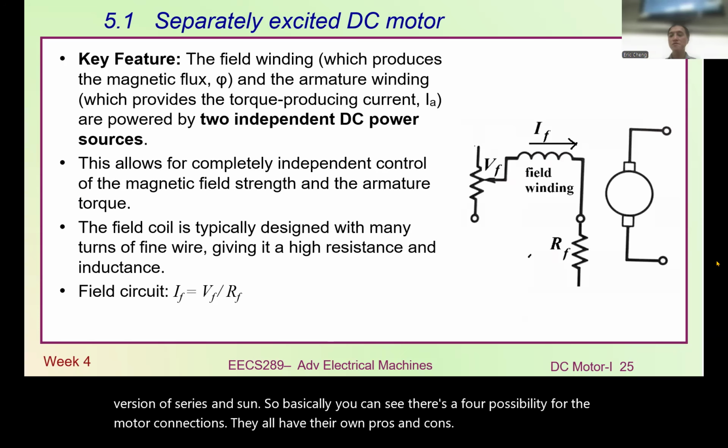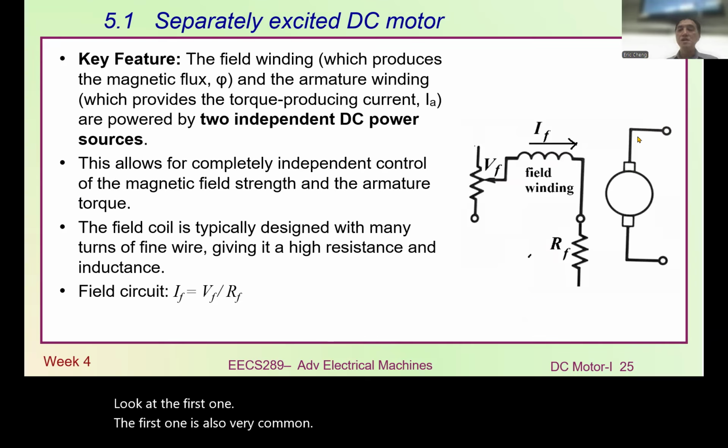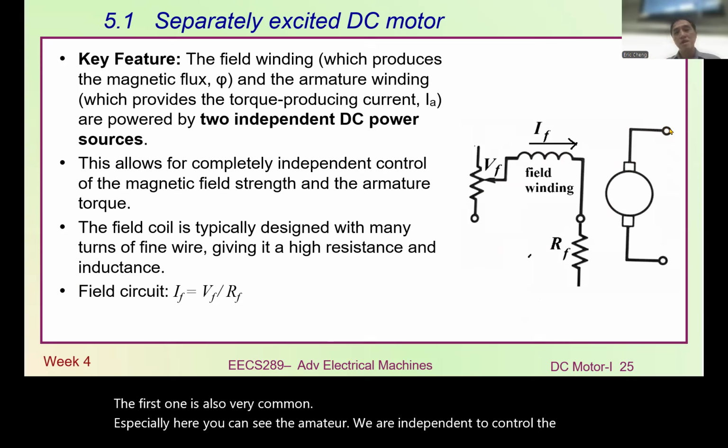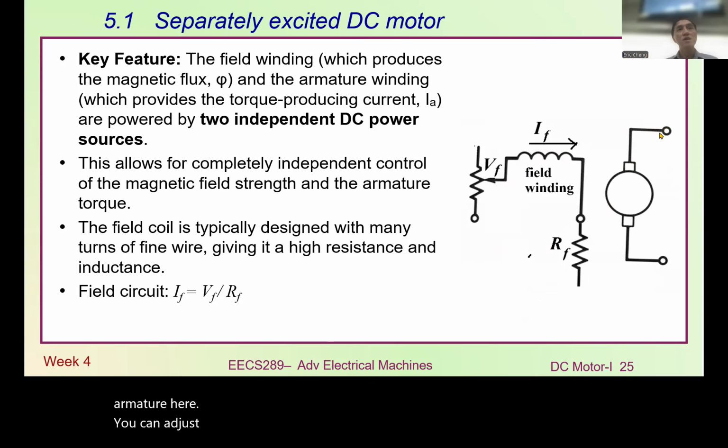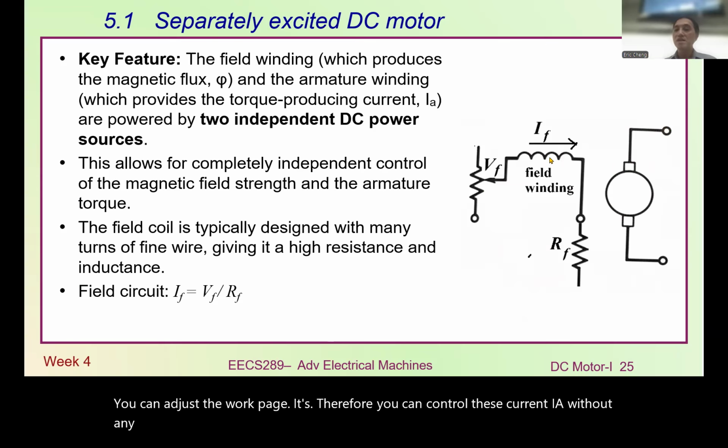So let's look at the first one. The first one is also very common, especially here you can see the armature, we are independent to control the armature here. You can adjust the voltage, therefore you can control this current IA without any restriction. And then we also independently control the field.